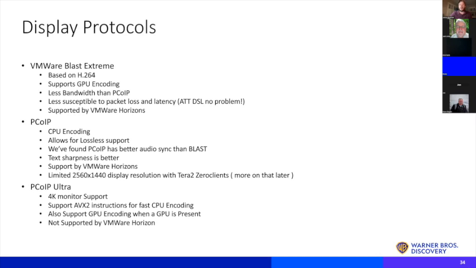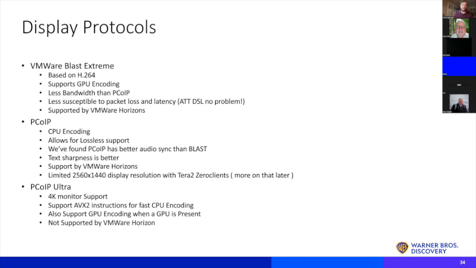We found that PC over IP has a lot better audio sync than Blast does, and that was super important for our end users when they were trying to sync up timelines in the NLE in Premiere and hit those tempos and those beats just right. It's overall sharper, like the text sharpness is a lot better with the PC over IP protocol. It's also supported by VMware Horizon, but it does have some limitations.